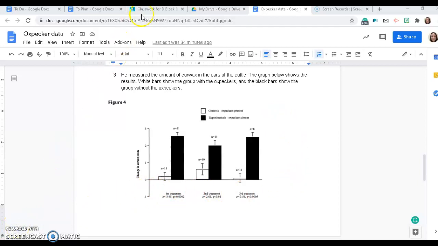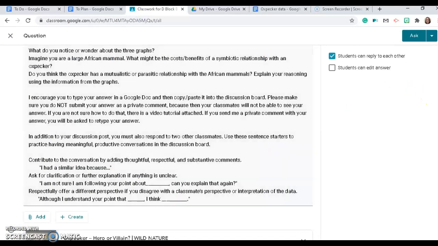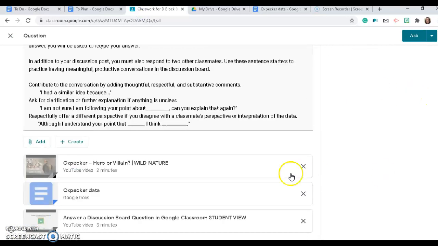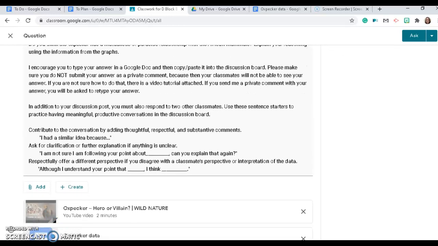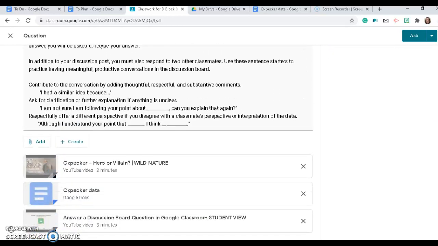So I have attached this document into your discussion board post so you can reopen this and take a closer look at the graphs. That way you can answer the questions about the data and come up with an answer as to whether you think these oxpeckers have a mutualistic relationship with mammals or if they are more like parasites. If you have any questions, feel free to send me an email.